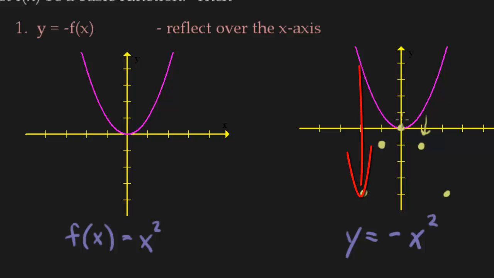So again, think of actually taking this and rotating it over to the other side. And now if I connect the dots, I get my transformed graph. So there's my reflection over the x-axis.